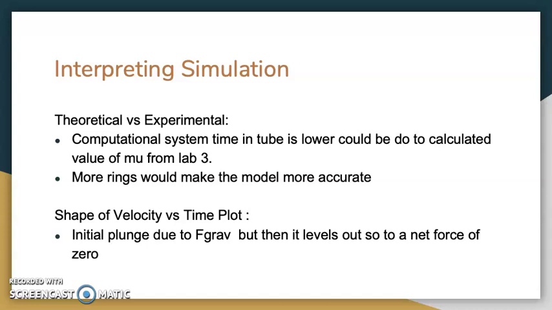Also, comparing the experimental versus theoretical numbers, the computational system time in tube is lower, and this could be due to the calculated value of mu that was used in the code, which was gathered from Lab 3. It not being completely correct could have influenced that number, and had we added more rings to the model, we may have gotten a more accurate number.